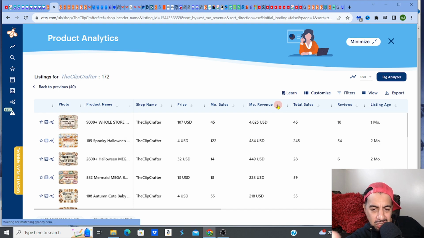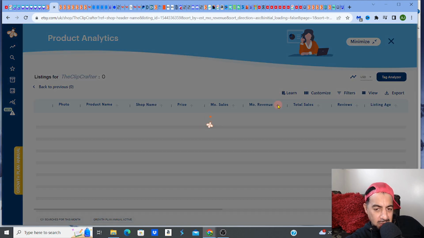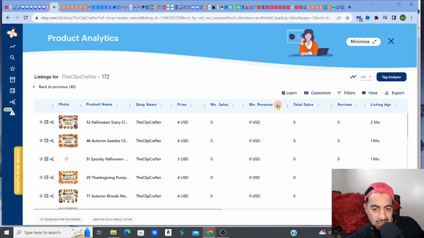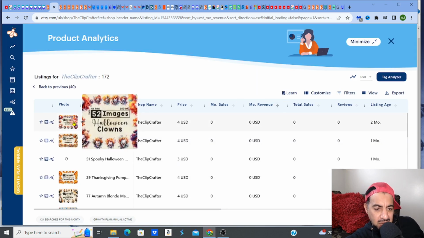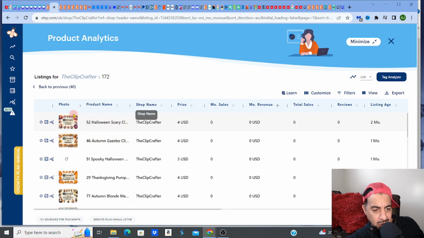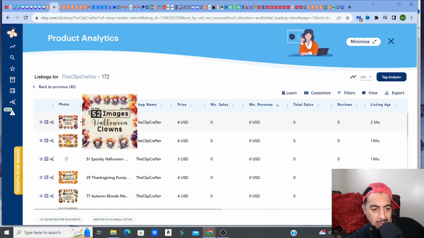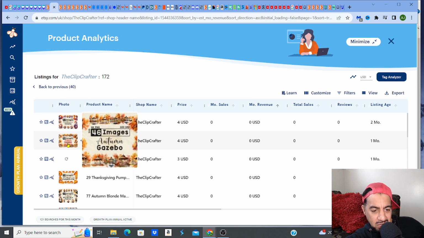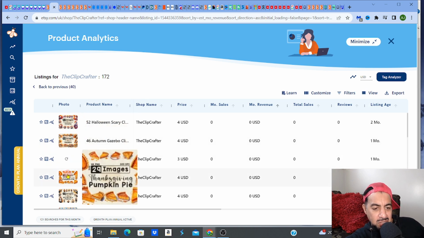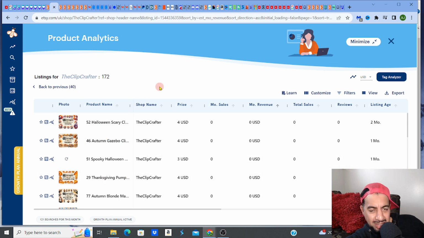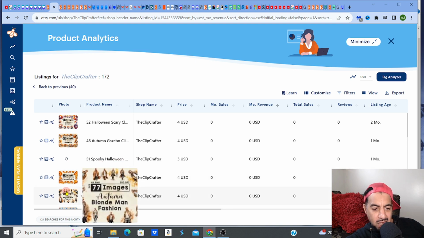Look at this. Some of these might not make money at the minute. I'll show you. Not all of these 172 listings make money. This one hasn't made any money. Halloween clowns, for example, haven't made any money. These autumn gazebos have made no money. These pumpkin pie Thanksgiving have made no money. Now, sometimes it might not make sense what makes money and what doesn't. This is why you need to keep creating. But they're all around a similar theme. Look, they're autumn. Some of these do make money.